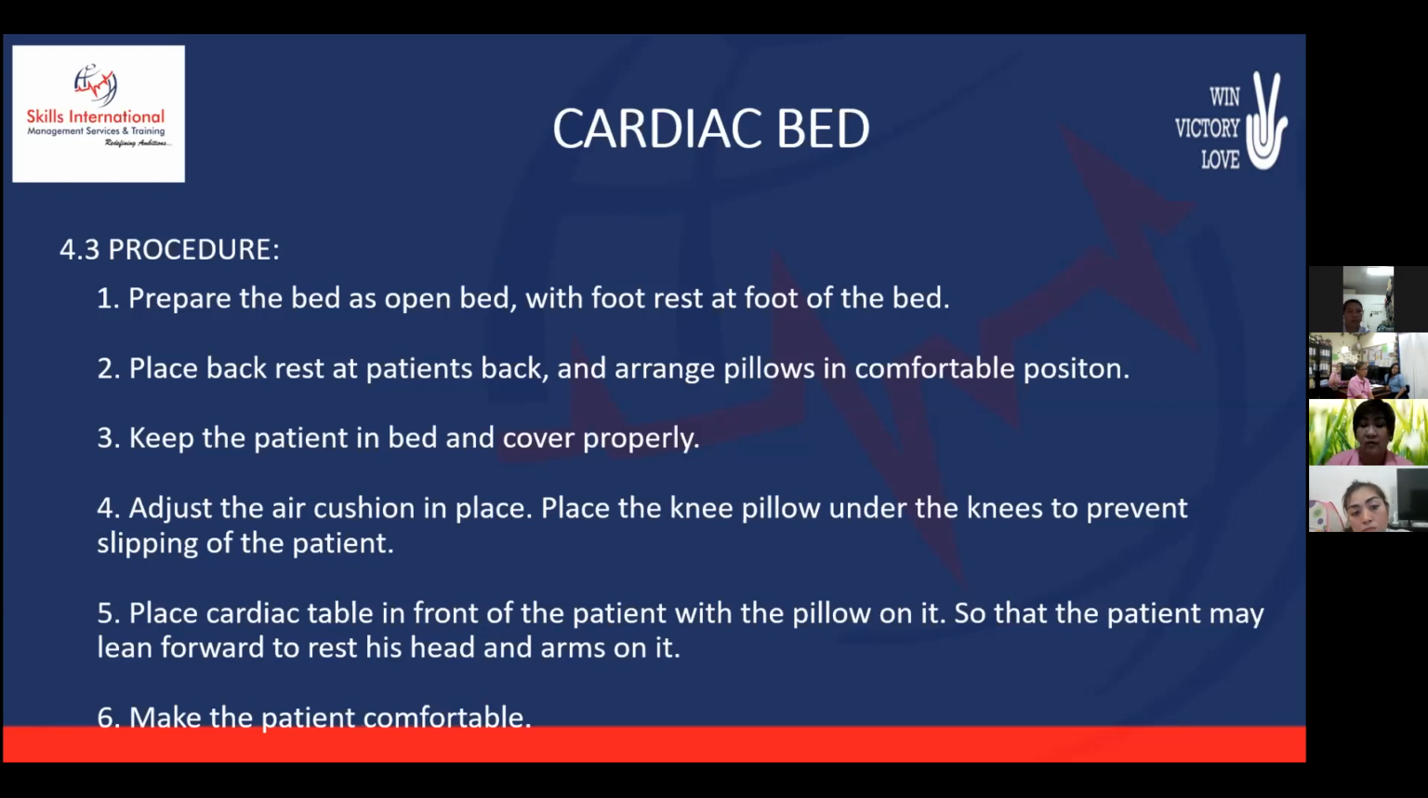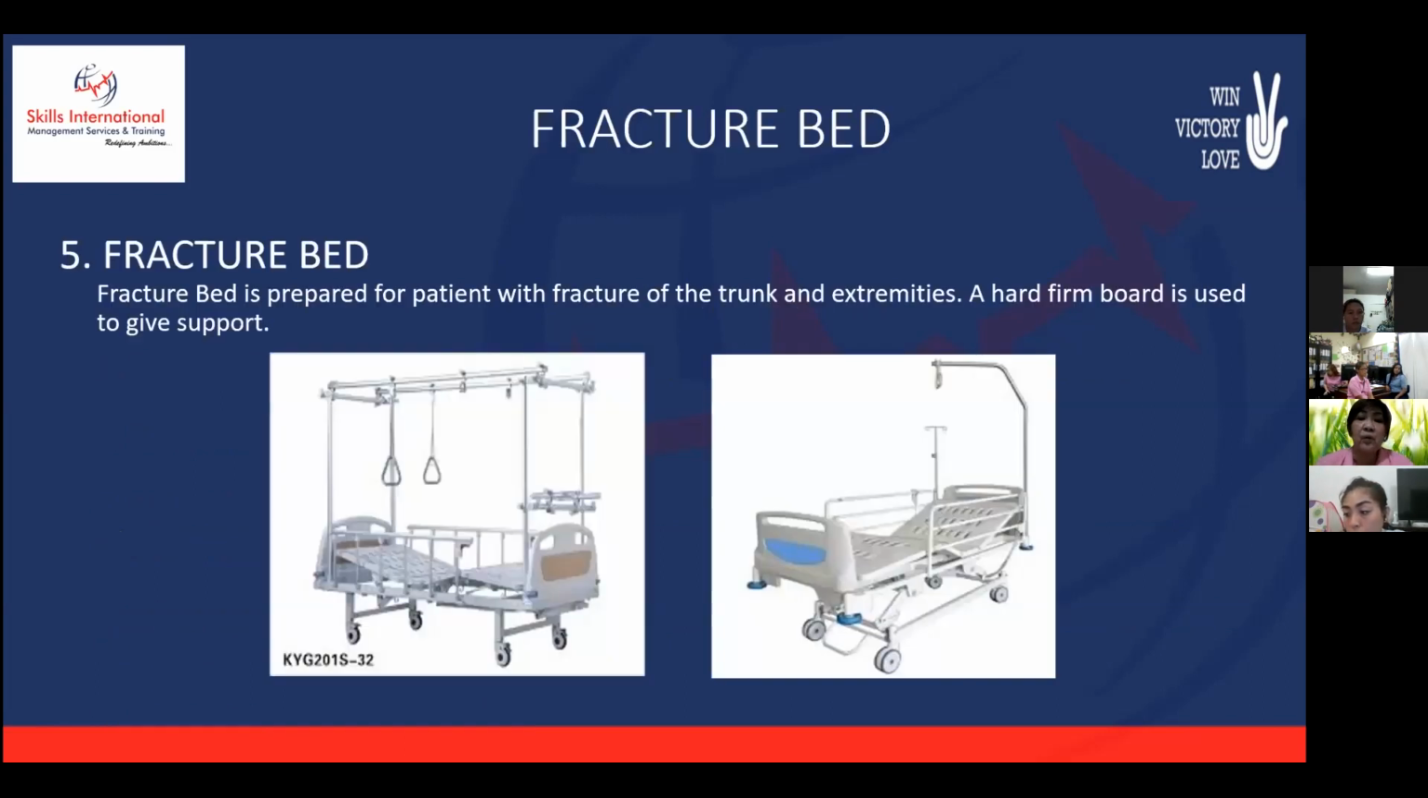Make the patient comfortable. Number 5, we have the fracture bed. Fracture bed, we prepare for a patient with fractures of the trunk and extremities. A hard firm board is used to give support. You can see down here in the photo, the fracture bed. So we use these beds for those patients with fractures, the broken bones on the trunk and the extremities. There is a hard firm board which is used to give support at the back of the mattress.